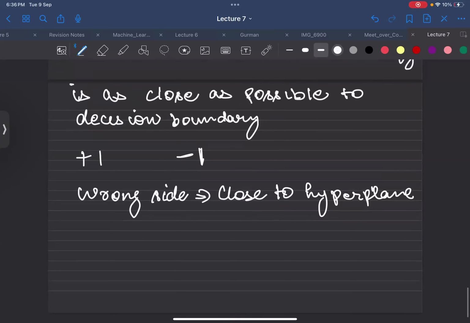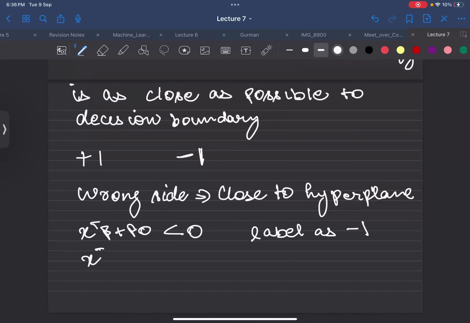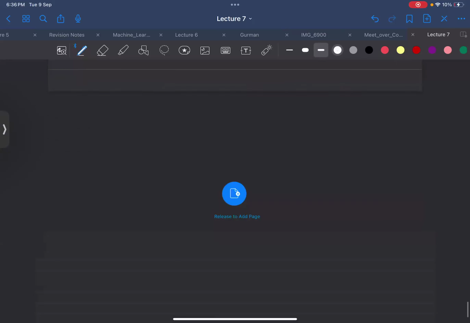So this is the line equation. What I'm saying is, suppose x transpose beta plus beta naught is less than 0, then it's labeled as -1. If x transpose beta plus beta naught is greater than 0, it's labeled as +1. These are the classes. This is the actual one.